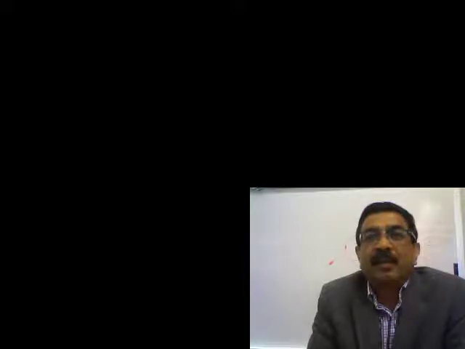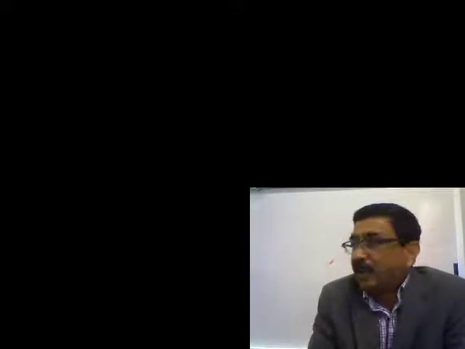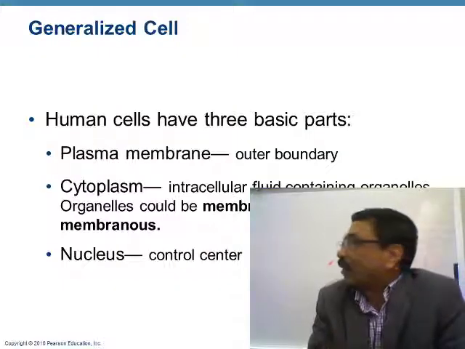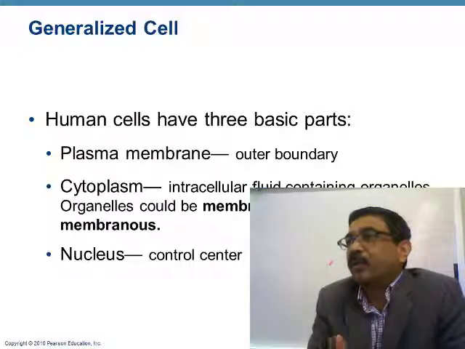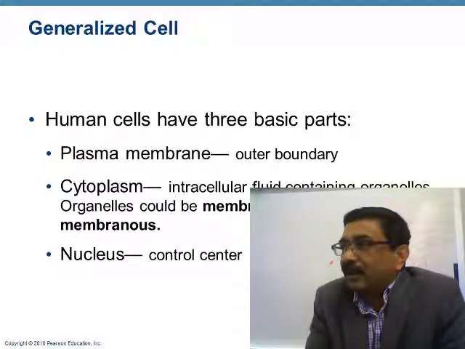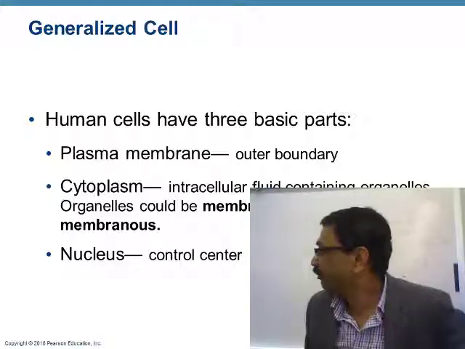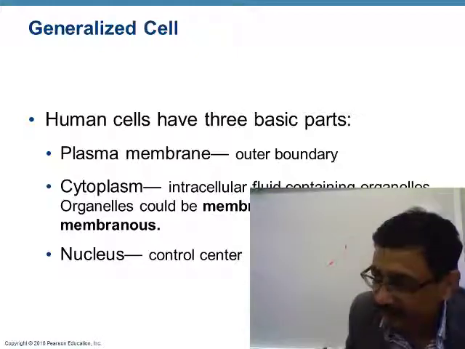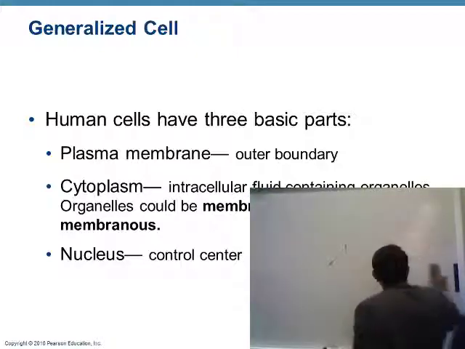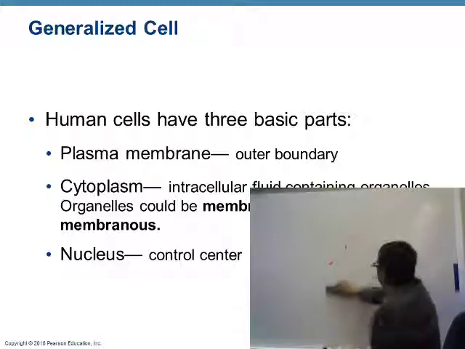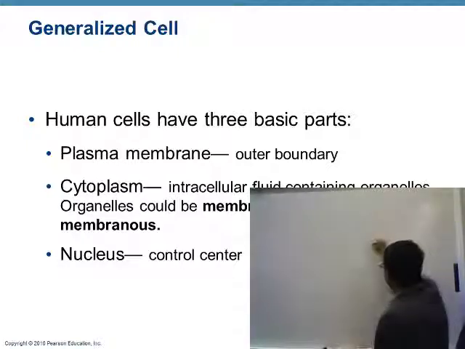Now, the parts of a typical cell. A typical cell has three parts. Cell membrane, which is also called plasma membrane, that gives the boundary of the cell, and then you have cytoplasm. Cytoplasm is the part between the cell membrane and the nucleus. So this is the cell, this is the nucleus, so this is the cell membrane or plasma membrane.